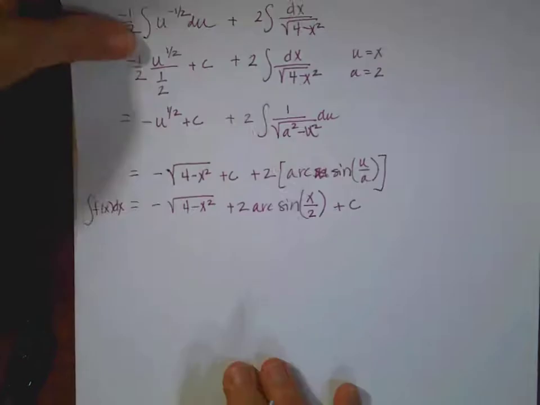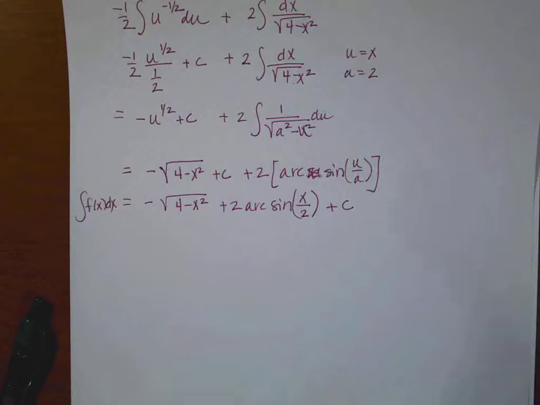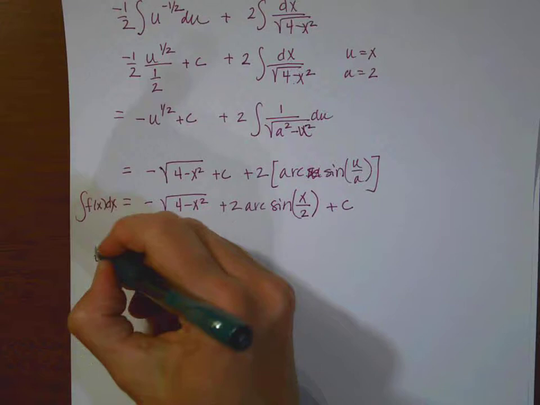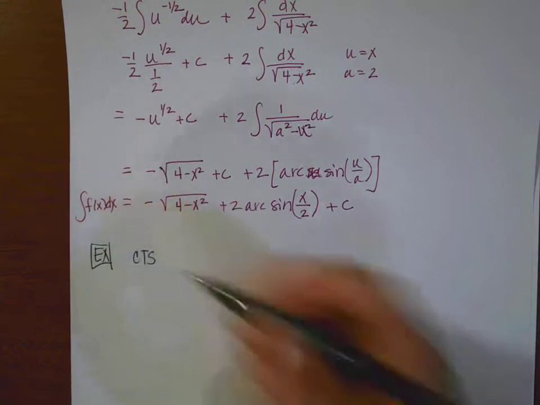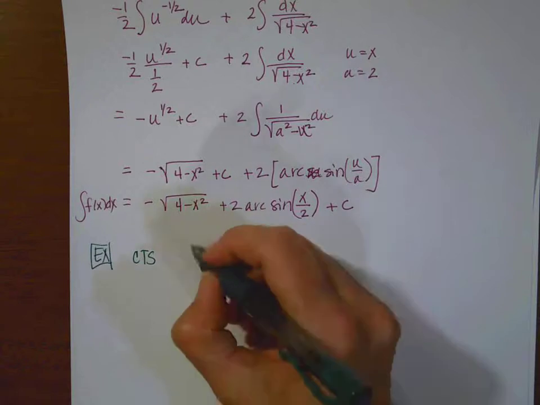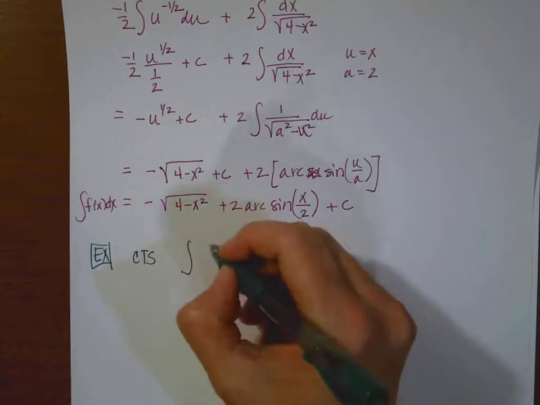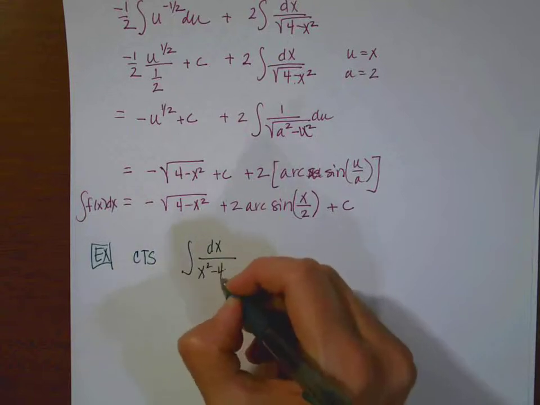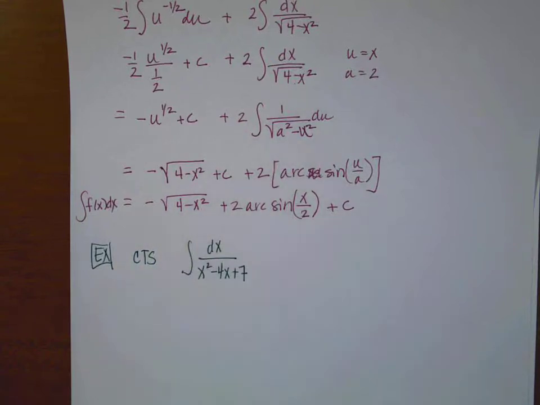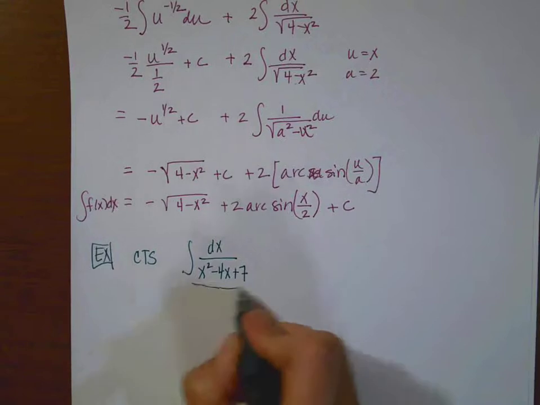All right, the last example that I have, which actually isn't that difficult, but we need to go back and remember this process, is going to be using completing the square. So I'm going to use completing the square in this particular integral. So I'm going to be given the integral of dx over x squared minus 4x plus 7.